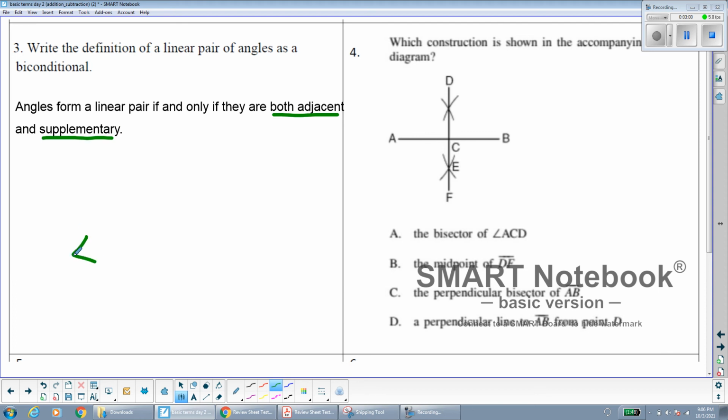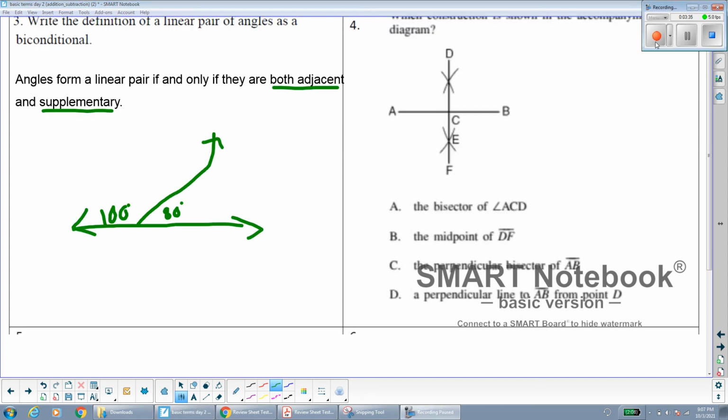And just to illustrate that for you guys one more time, let me draw a diagram. If I say that this angle over here is 80 and this one's 100 degrees, there we go. So the two angles here in the diagram do form a linear pair because they are supplementary. 100 plus 80 is 180. And they are adjacent. They are touching each other, connected, right up next to each other. The angles share both a vertex and a side in common.